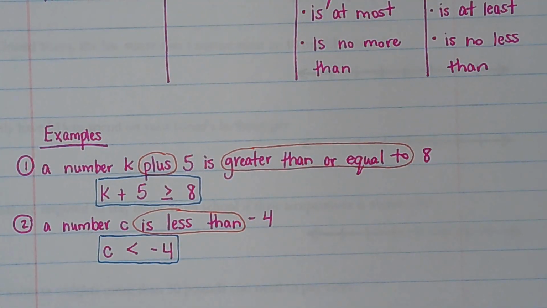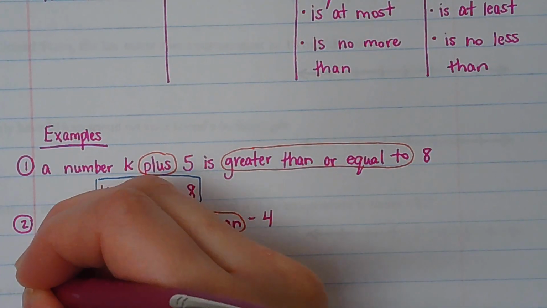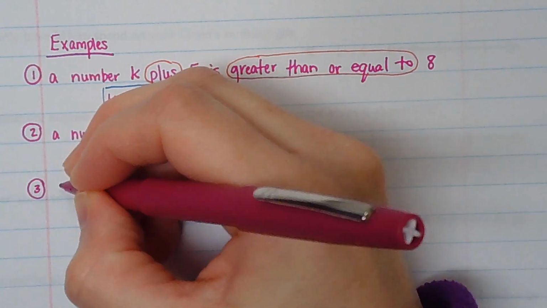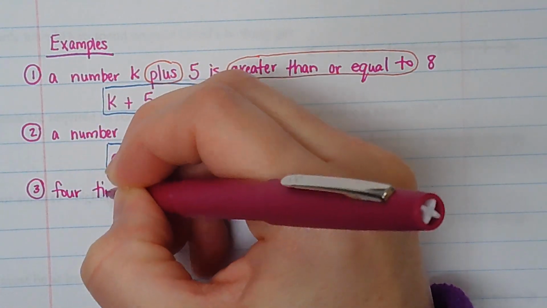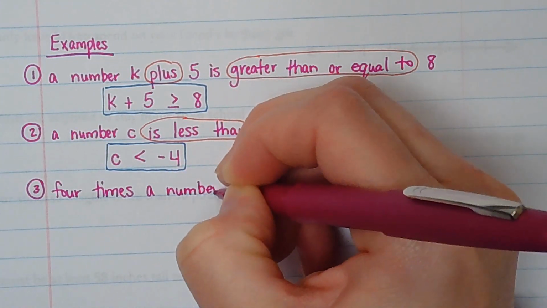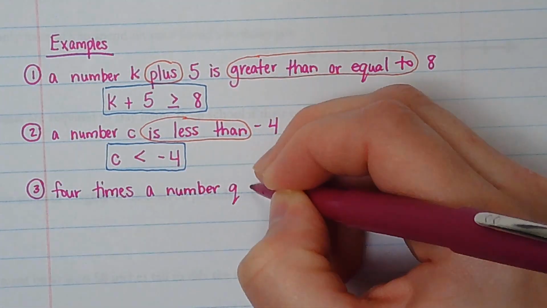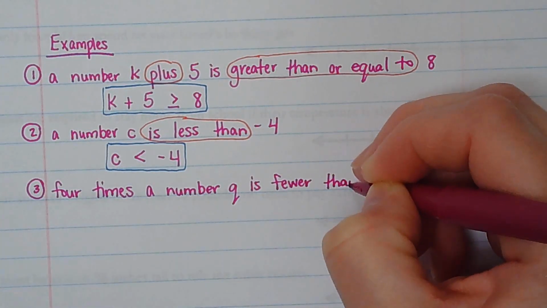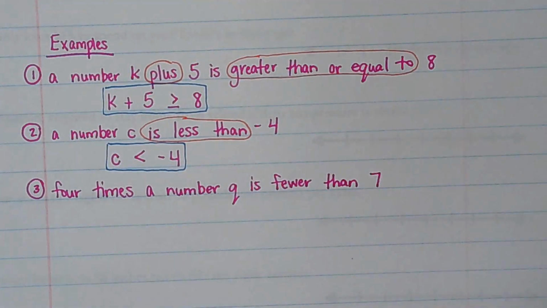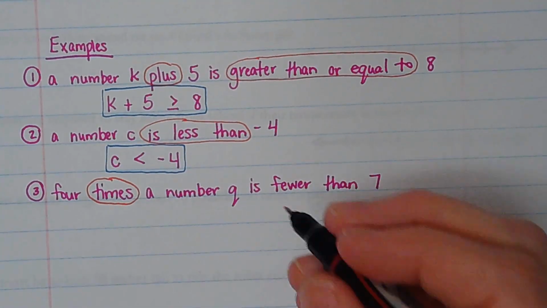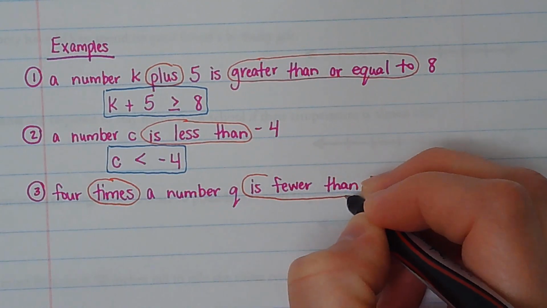All right, let's try this one. Four times a number Q is fewer than 7. Okay, so I know times is important, and then is fewer than is on my chart at the top, so that's important.